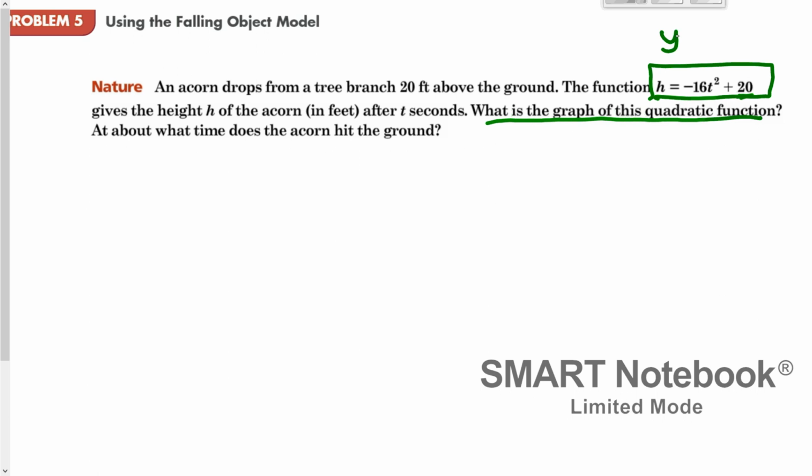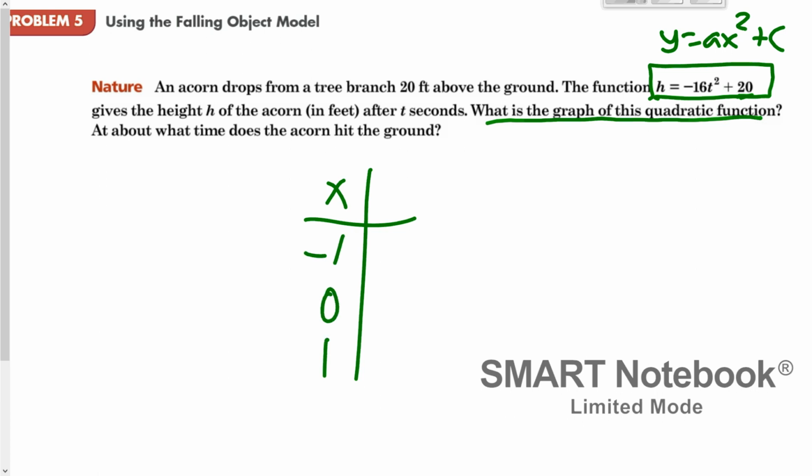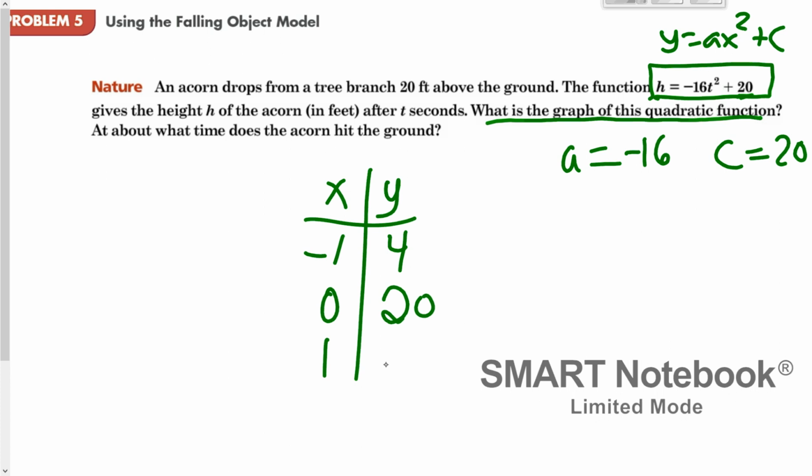Well, isn't that just y equals ax squared plus c? So can I just plug in -1, 0, and 1? And when I get my a plus my c, so what's your a? What's your c? A is -16, c is 20, so can I add those? What's 20 minus 16? Isn't that 4? What's 0 plus my c? So what's my c? It's 20, and then 4. So then can we graph those?